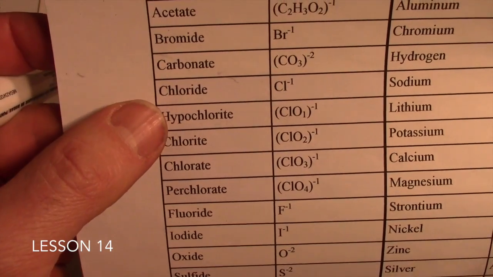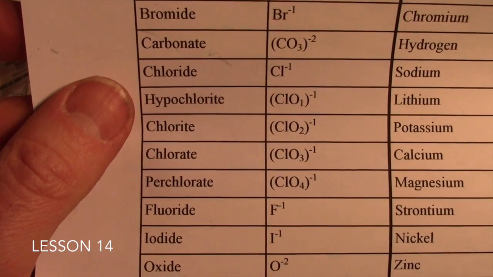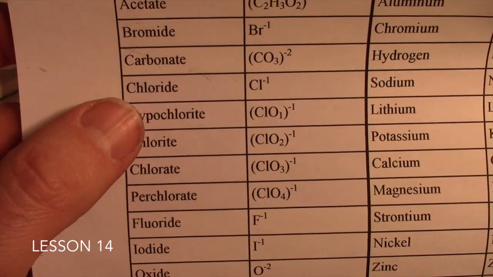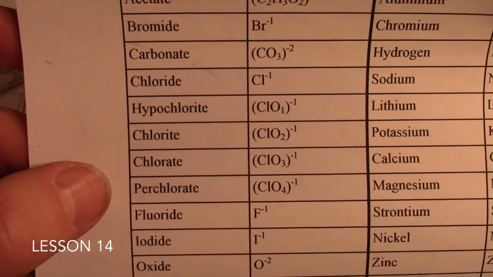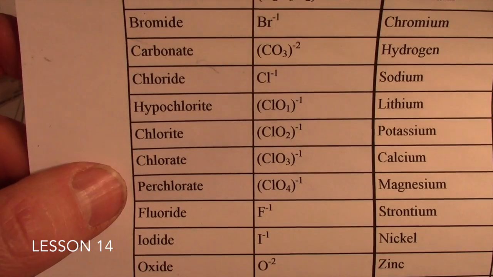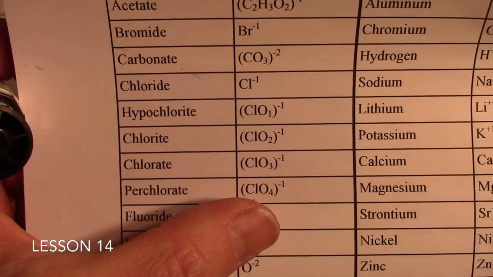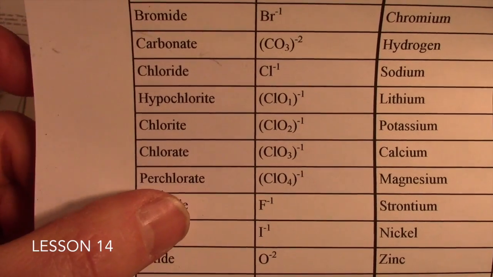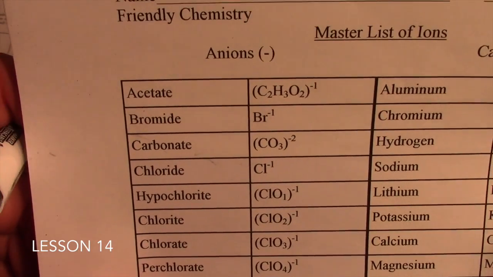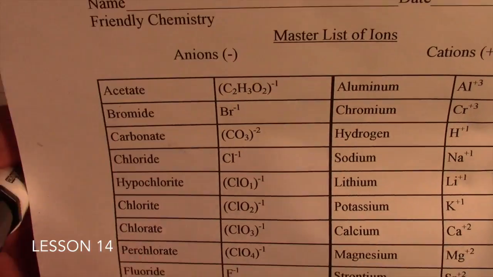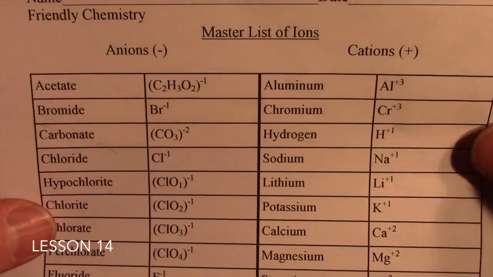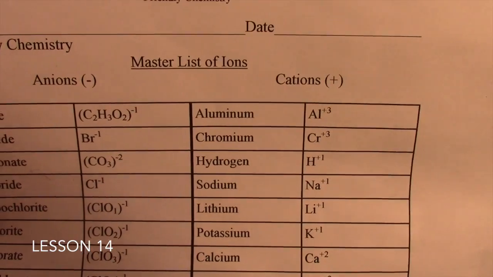And then we talked about the prefixes on some of these, like the hypo and the per. The hypo means low, and the per, which is short for hyper, means a lot, so more, the most. So it was the 4 in the case here of perchlorate. So there's your anion side of the chart. We'll look at the cation side here next.